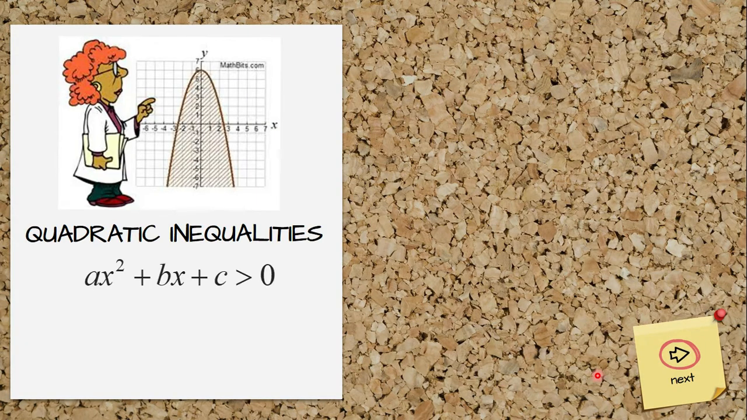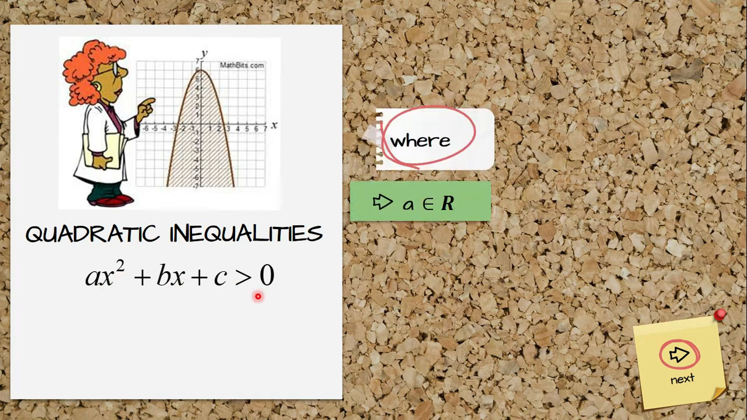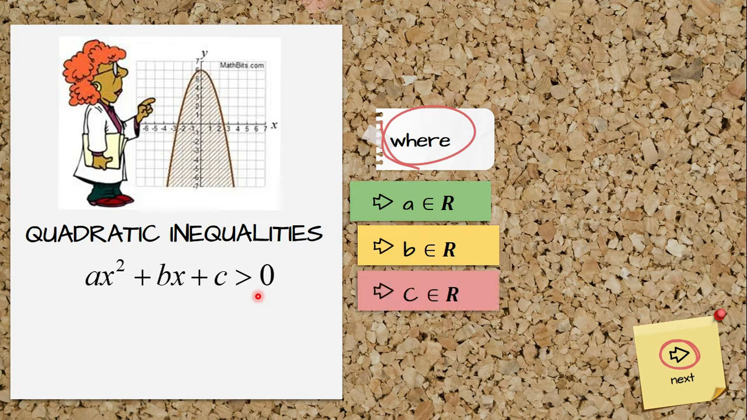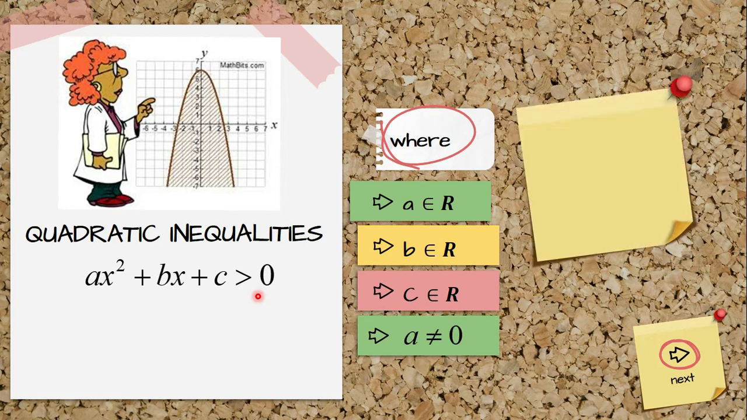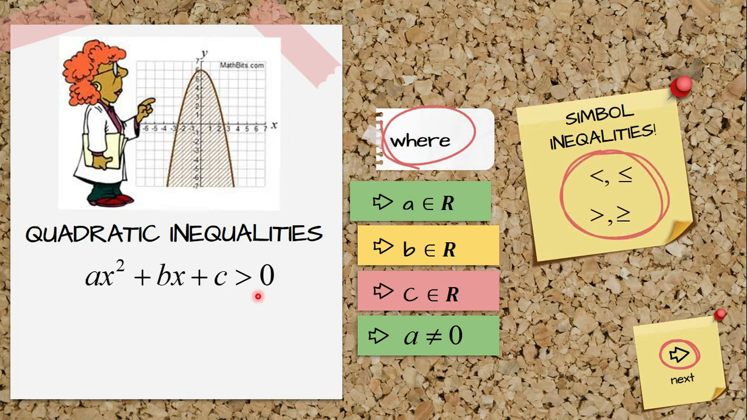Okay, now we go to the quadratic inequalities. This is the notation of the quadratic inequalities: ax squared plus bx plus c more than 0, where a, b, c are elements of R. R is the real numbers and a cannot be 0. This is the symbol of inequalities. We can apply in the quadratic inequalities: less than, equal, more than, and more than or equal.